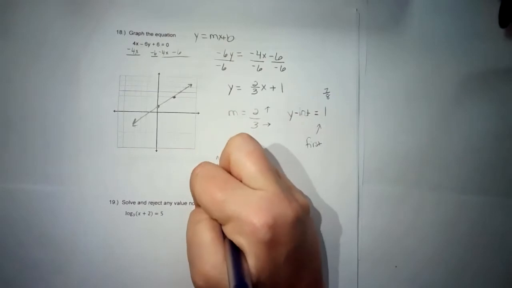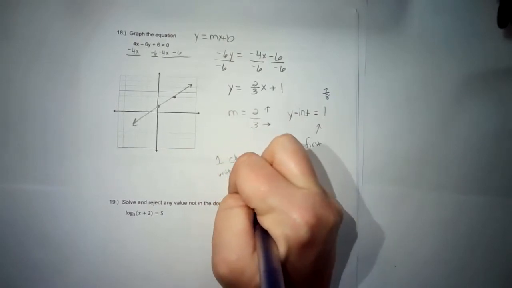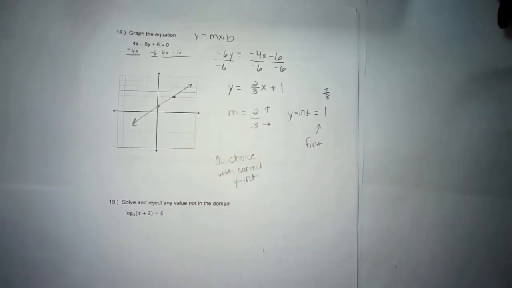You will only have one choice with the correct y-intercept. Just one choice with the correct y-intercept. That's it. So even if you're confused about the slope, there's only going to be one of them that has the right y-intercept. So you really don't have to get too nitpicky with it. Okay. Is everybody okay with that?